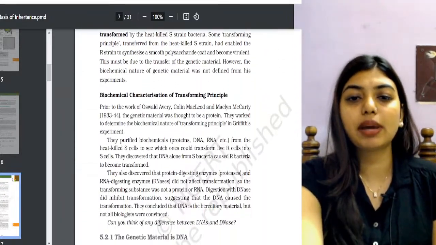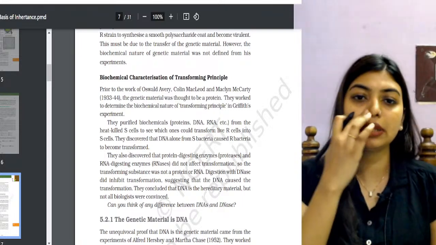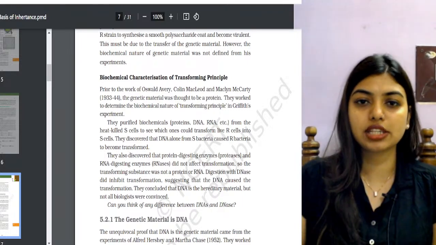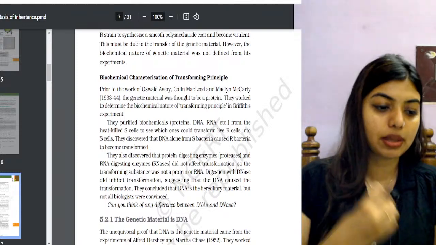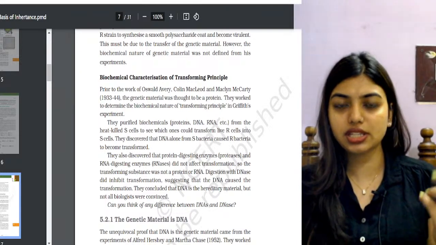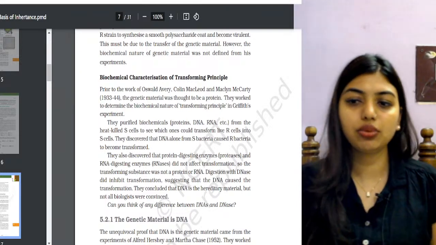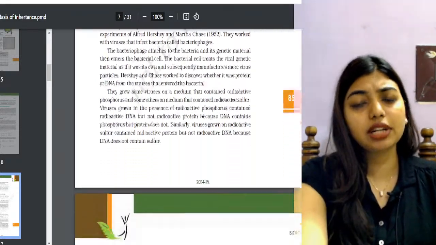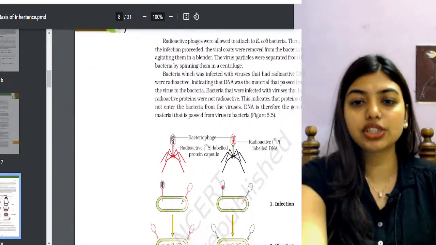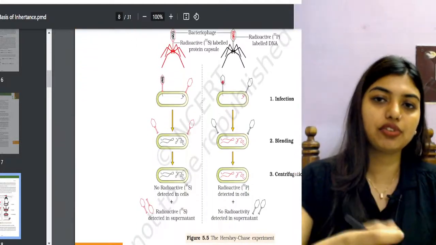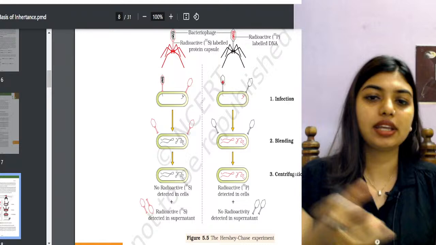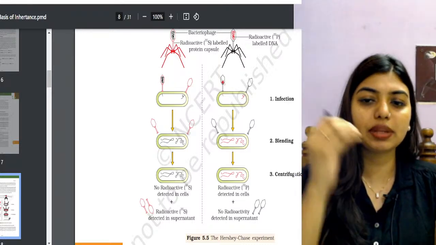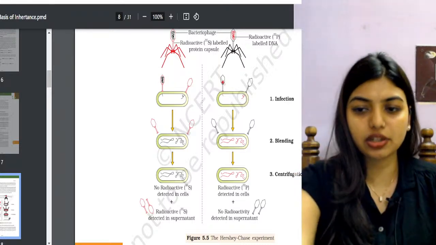Then to check the biochemical nature of the transforming principle, Avery, MacLeod and McCarty came into existence, and they checked the biochemical nature, where they used RNase, protease and DNase, and they tried to find out what went wrong. But it was not widely accepted. Then that the genetic material is DNA was proven by your Hershey and Chase experiment, where they used a bacteriophage, they used E. coli and they infected it. Then they got to know that the pellet had the DNA and the supernatant did not.